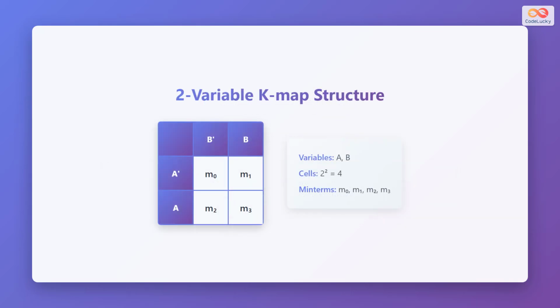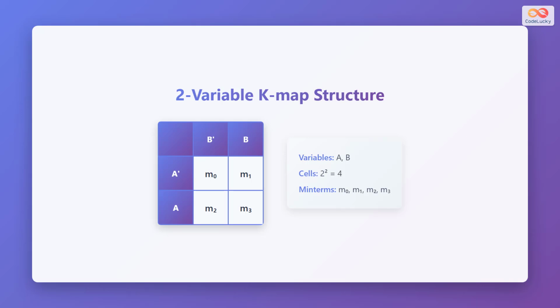Here is the structure of a two-variable K-map. In this K-map, there are two variables, a and b. Each variable has two possible values, 0 or 1, or in Boolean algebra we call them a prime, b prime. The K-map consists of cells. Since we have two variables, the number of cells is 2 squared, which equals 4.